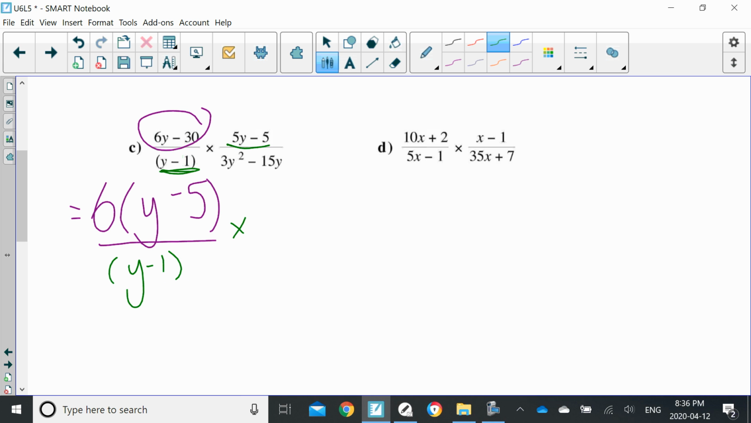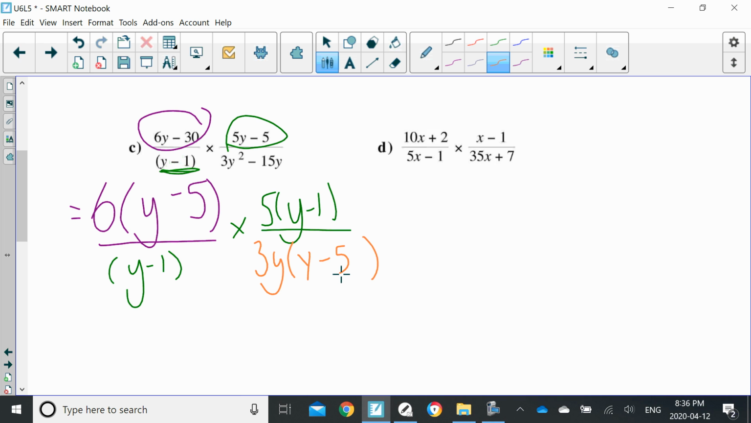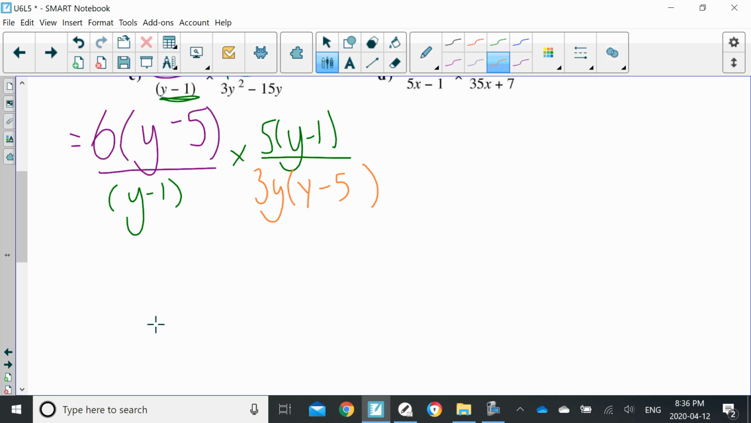This is being multiplied. The numerator here is factor 5, and we get y minus 1. And my denominator would factor 3y. This would be a GCF. And what I would have remaining when I factor out a 3y is y minus 5. Everything in the numerator and denominator is now in factored form, so we could simply start canceling at this stage here.